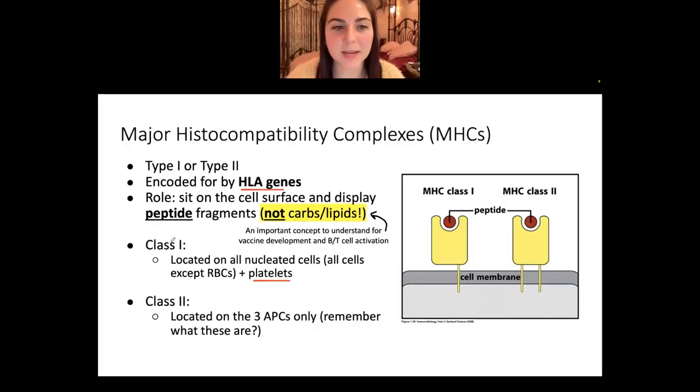And hopefully this makes sense. This is why you would do HLA typing before you get an organ transplant, because you want to make sure they're compatible with the new organ, because every cell in the body has MHC class 1 on its surface.